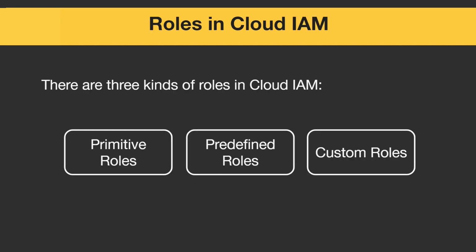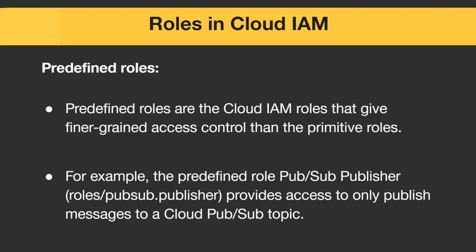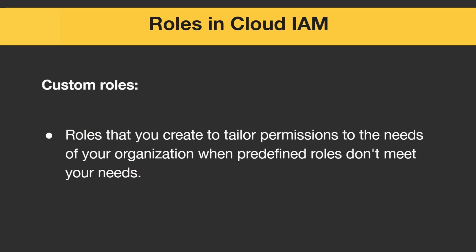There are three kinds of roles in Cloud IAM: primitive role, predefined role, and custom role. The primitive roles were historically available in the Google Cloud Platform console and will continue to work. These are the owner role, editor role, browser role, and viewer role. Second are the predefined roles, which give less access than the primitive roles. These are predefined for specific services and specific resources. The third one is the custom role, where you create your own permissions to set up a role as per your requirement.